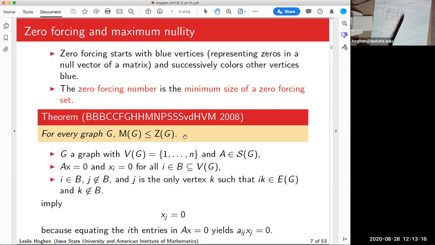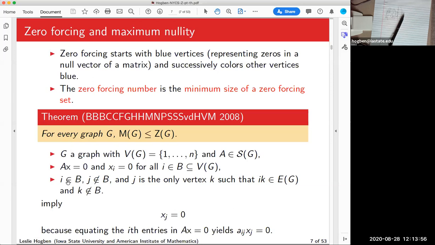This is related to maximum multiplicity or maximum nullity because it is an upper bound. And this is sufficiently easy that I can actually explain why it's called zero forcing. You start with a graph and a null vector x, so Ax equals 0. The coordinate of the null vector is 0 for all entries of the currently blue set. This is not necessarily what we started with; it's whatever is blue right now.